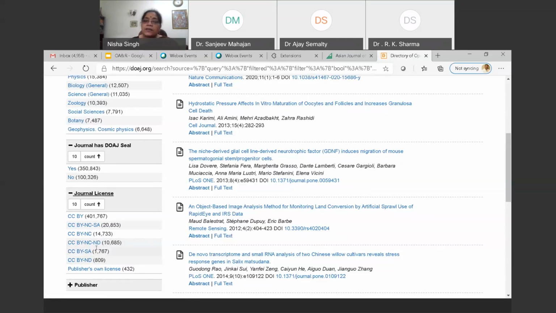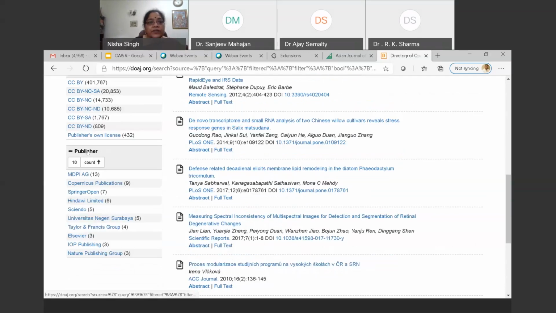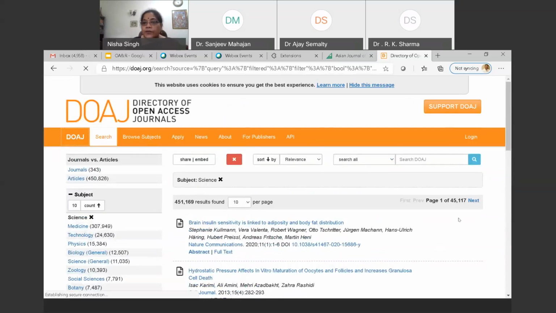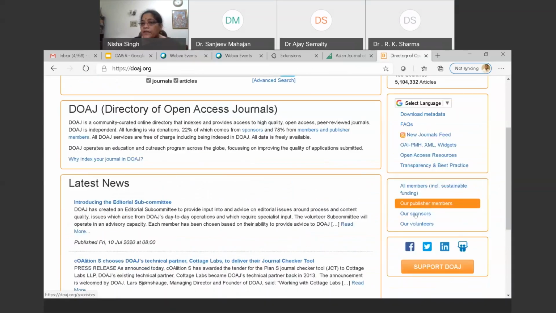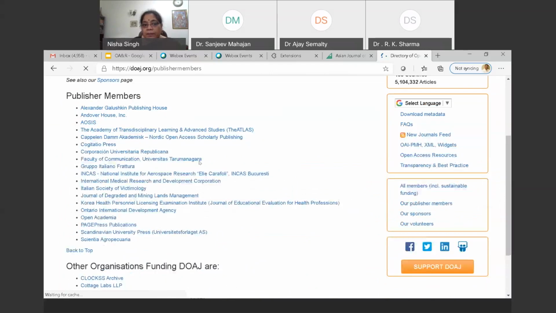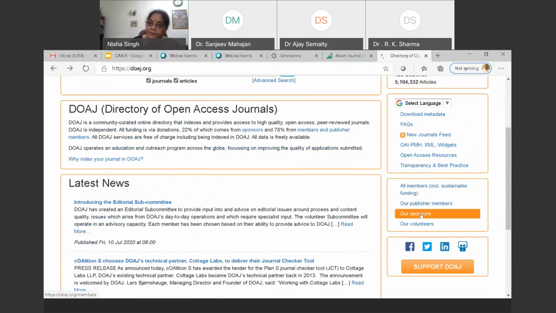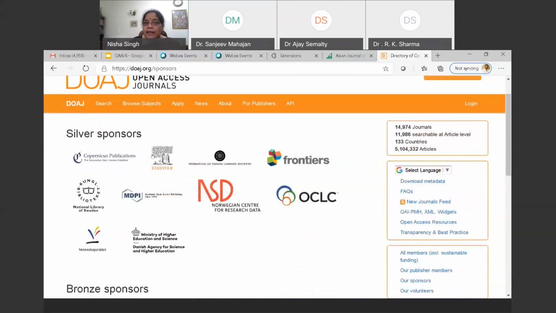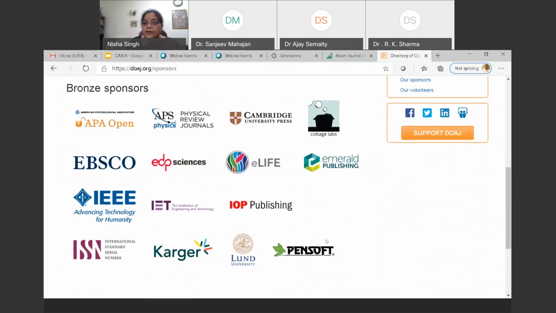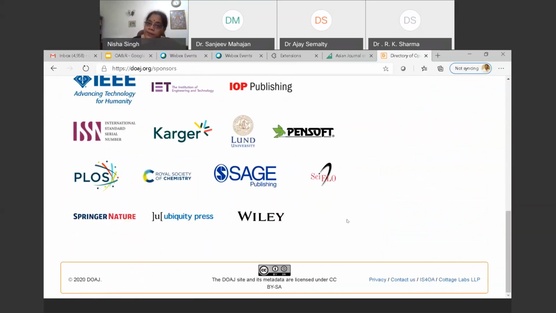So see, you have to appreciate the kind of categorization that is possible in the digital world, and people are doing it. And of course there are certain publishers, like I said, Elsevier. If I come to the main page, I'll show you the sponsors. There are the publisher members, and the sponsors. If you go to the sponsors, you have the bronze sponsors and the silver sponsors. Elsevier is a silver sponsor. Among the bronze sponsors, APA Open is also there. Cambridge University Press, Sage, they're all there, and they're all sponsors of this openness.